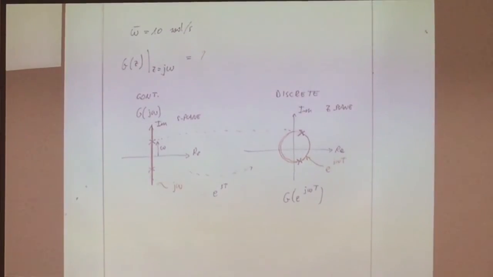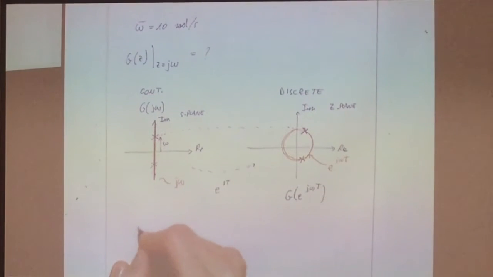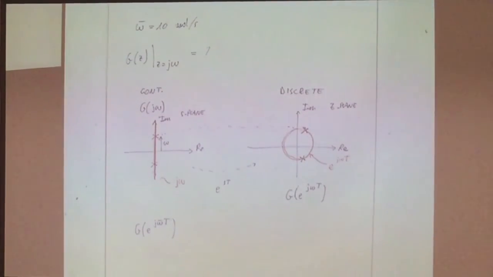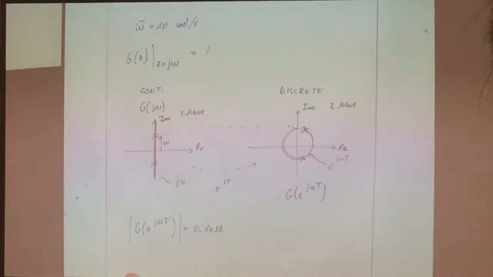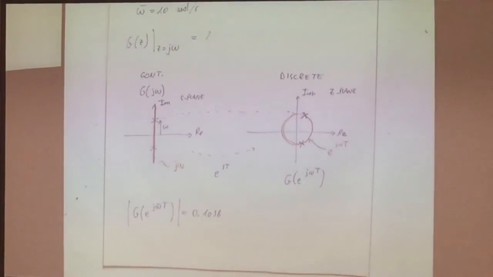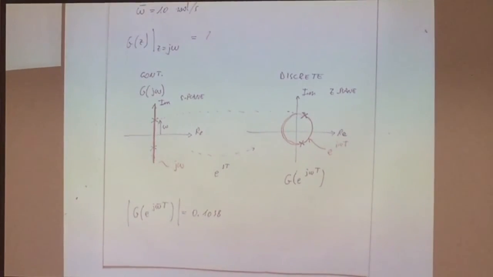Okay, so we need to find the frequency response of our filter here. So now we know what to do. G in e to the power of j omega bar T, where omega bar is 10 radians per second. And I did the math for you, and this is 0.1058 in magnitude.